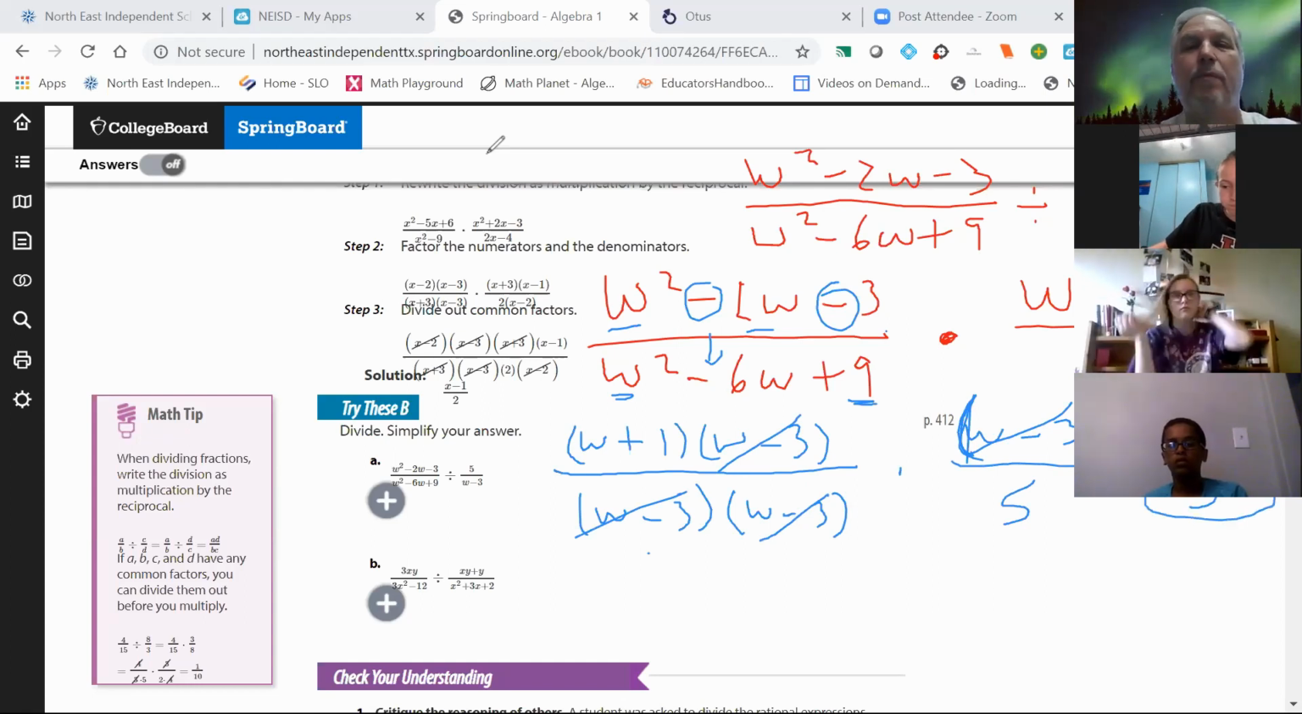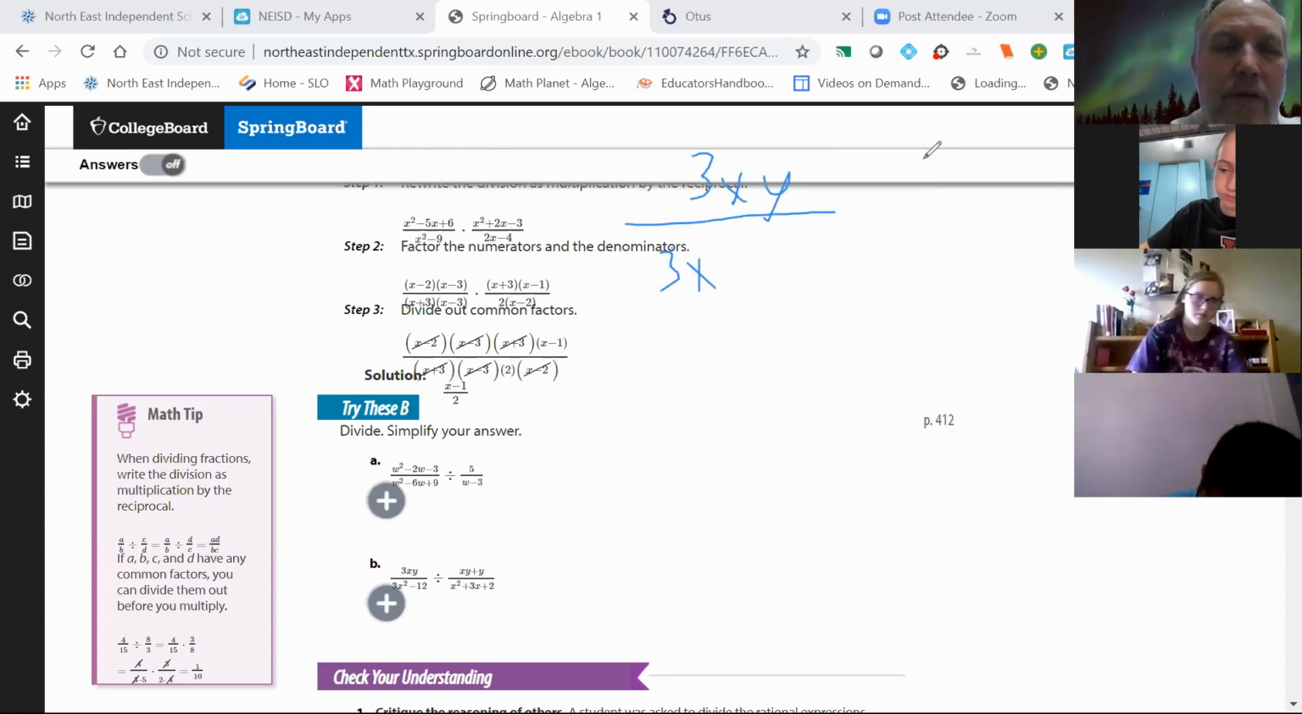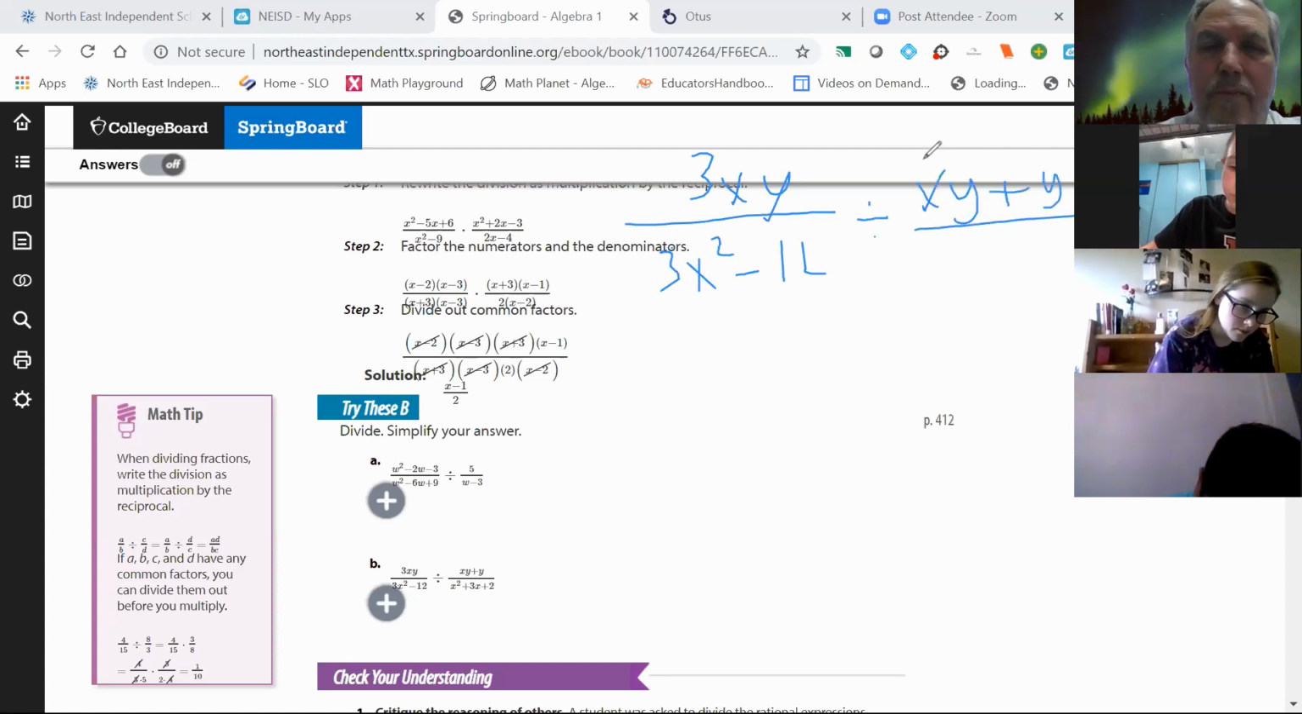Okay, so let's go ahead and do B. 3xy over 3x squared minus 12 divided by xy plus y over x squared minus 3x plus 2.